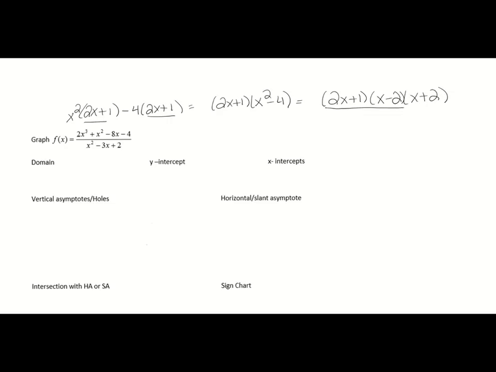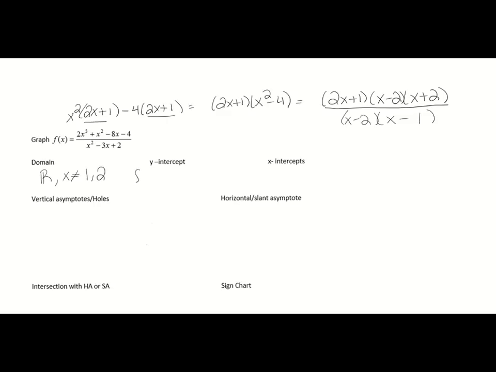Now the bottom is going to be a little bit easier to factor because it's just a trinomial. It's going to factor to x minus 2 times x minus 1. And then again here, check your factorization. As you can see, there is a common factor in the top and the bottom, but we're going to talk about that in a little bit. First, you take your domain without canceling anything. So it's going to be all real numbers except what makes the bottom 0, which is 1 and 2.